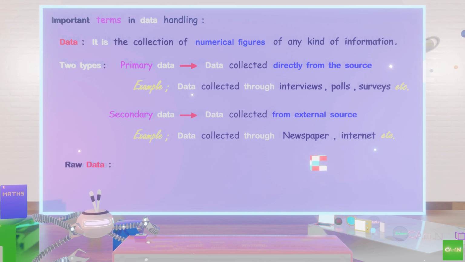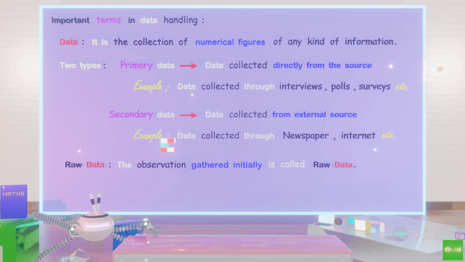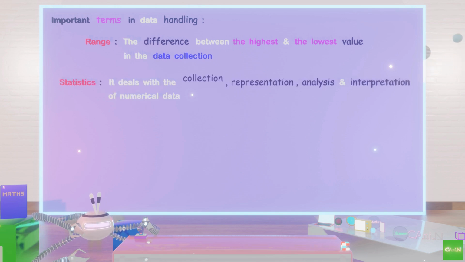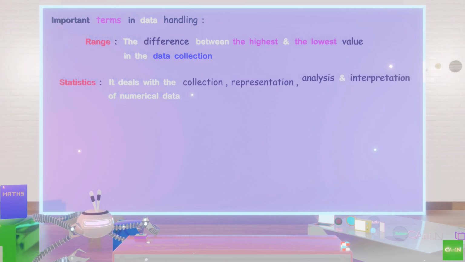Raw data. The observation gathered initially is called raw data. Range is the difference between the highest and the lowest value in the data collected. Statistics. It deals with the collection, representation, analysis, and interpretation of numerical data.